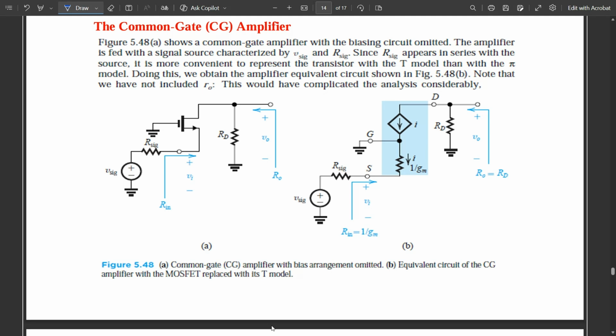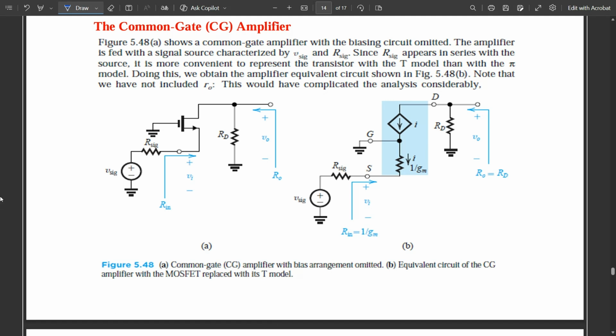Now we are left with only two videos, and we would be concluding this module as well. Module 2 is also at the end of the phase. In this video we are going to discuss the common gate amplifier. In the next video we are going to discuss the common drain amplifier.